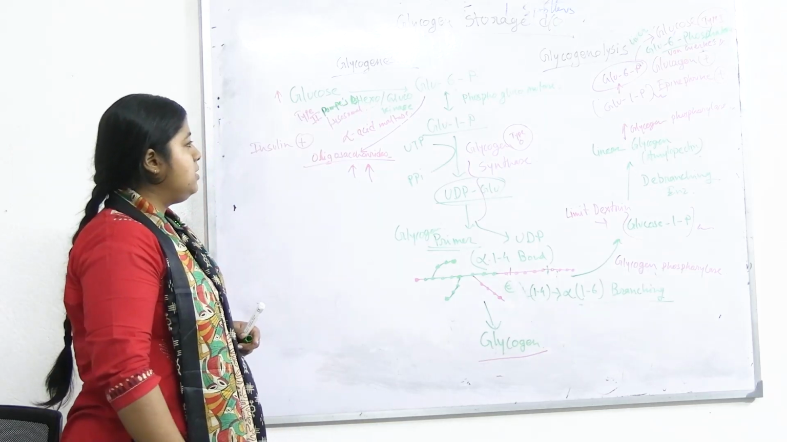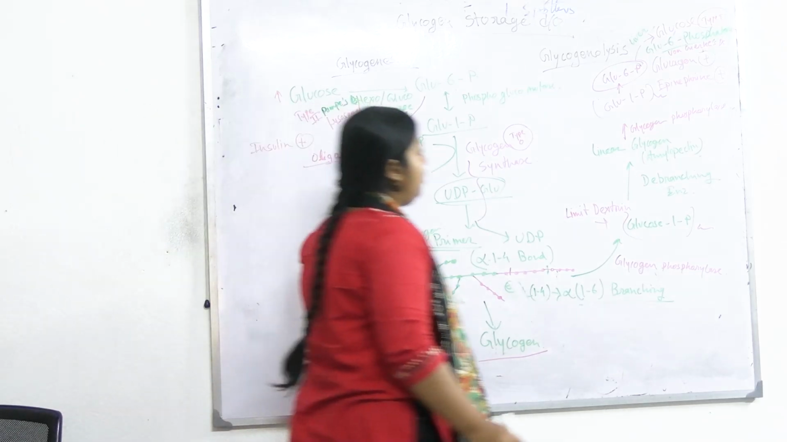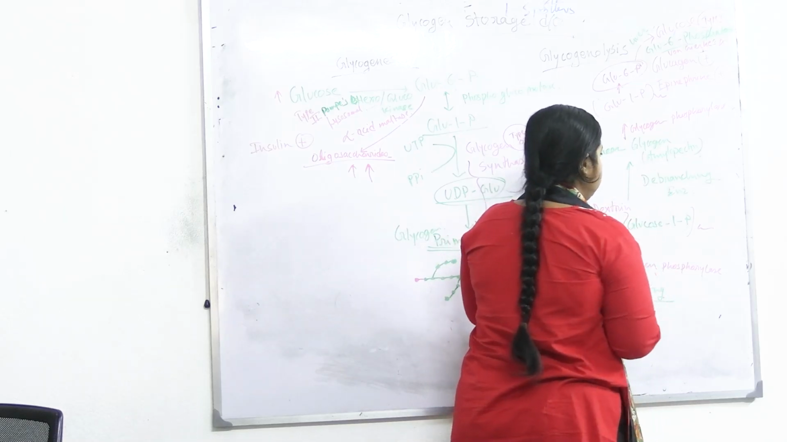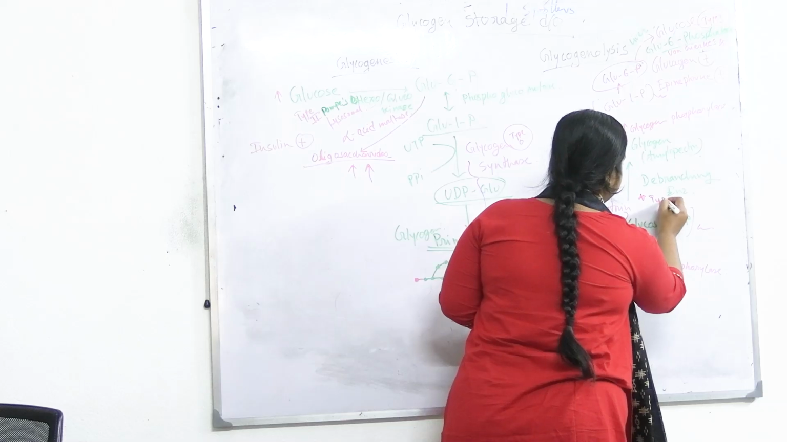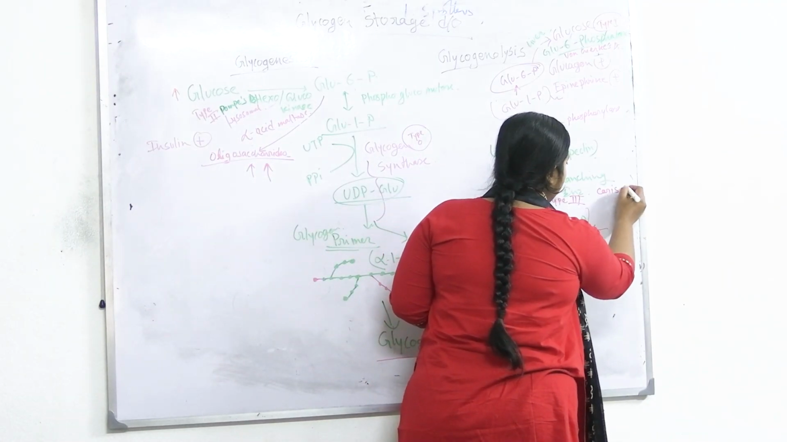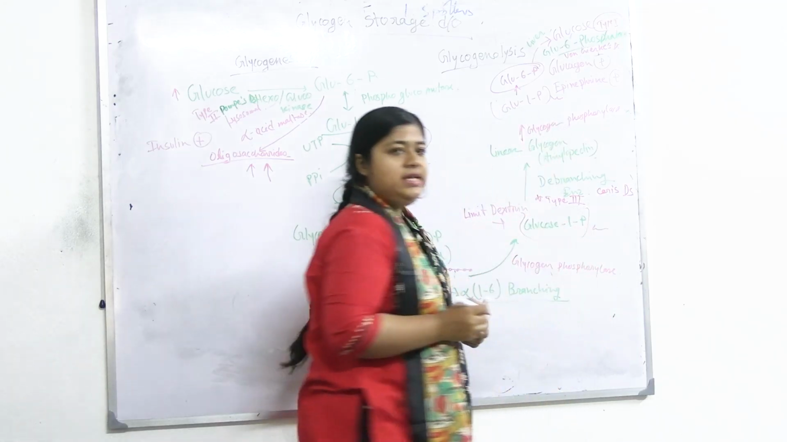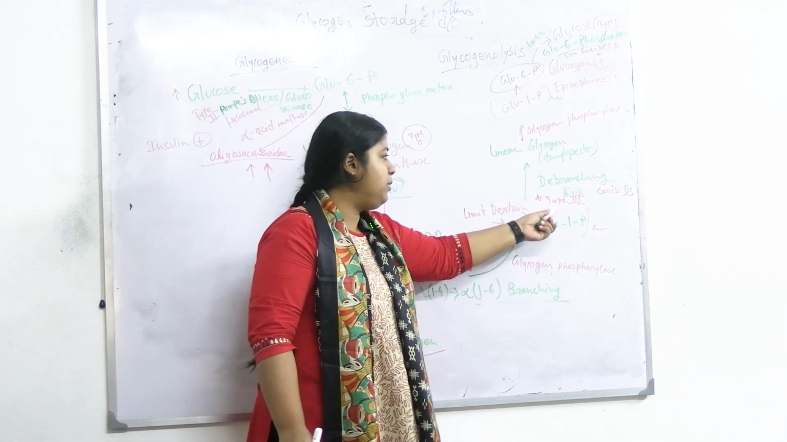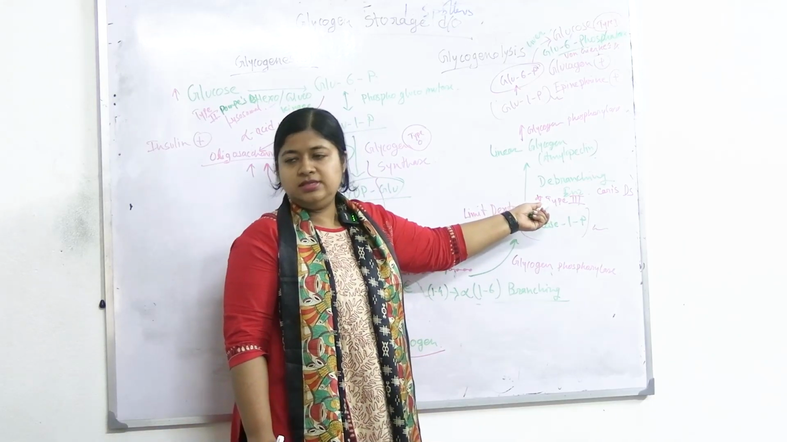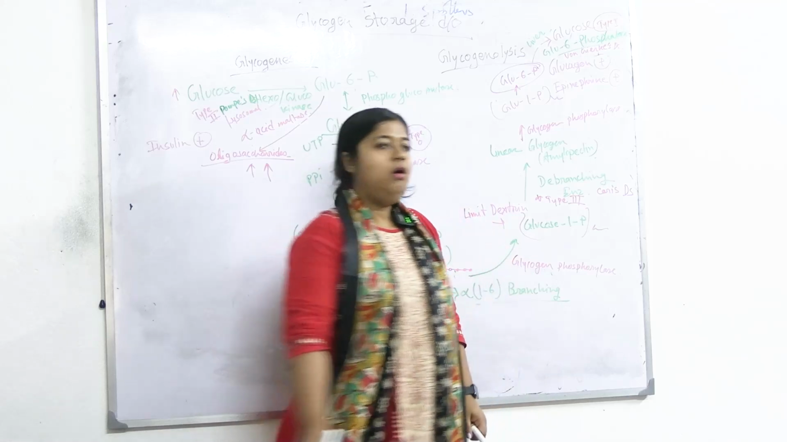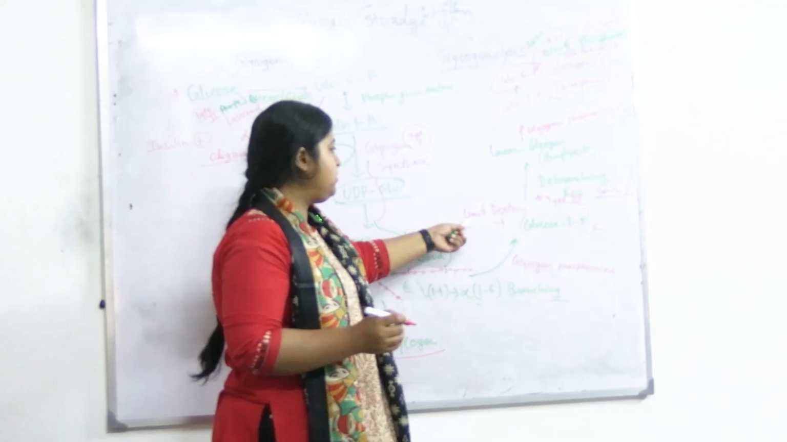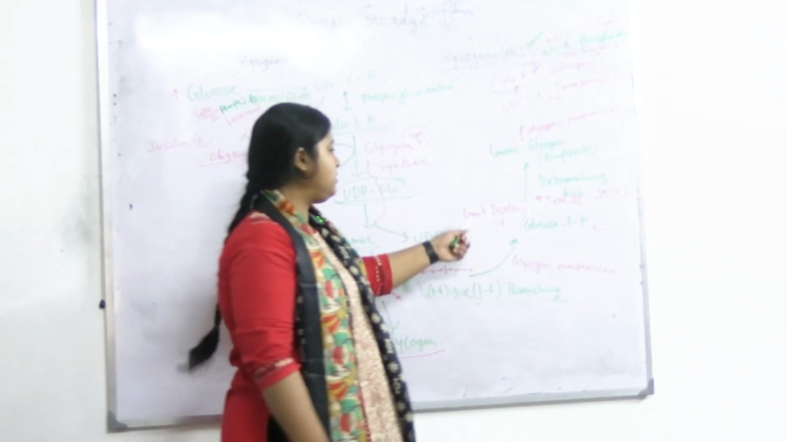Next comes 3. Type 3 is for debranching enzyme, and it is known as Cori's disease. Debranching enzyme deficiency is known as type 3 glycogen storage disease, also known as Cori's disease, or also known as limit dextrin disease, limit dextrinosis. Okay.